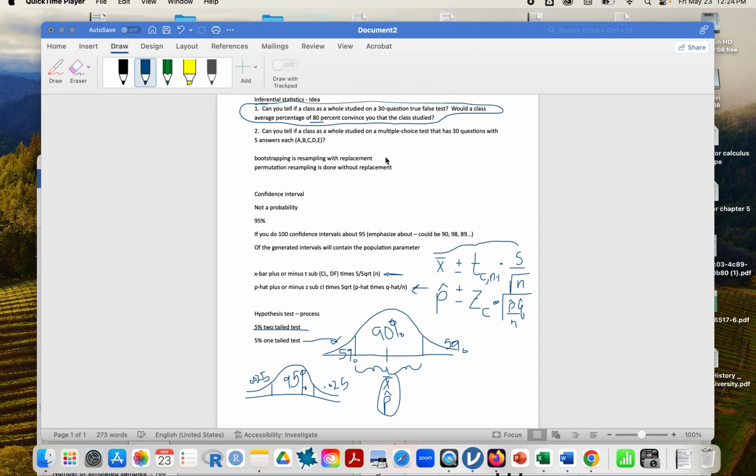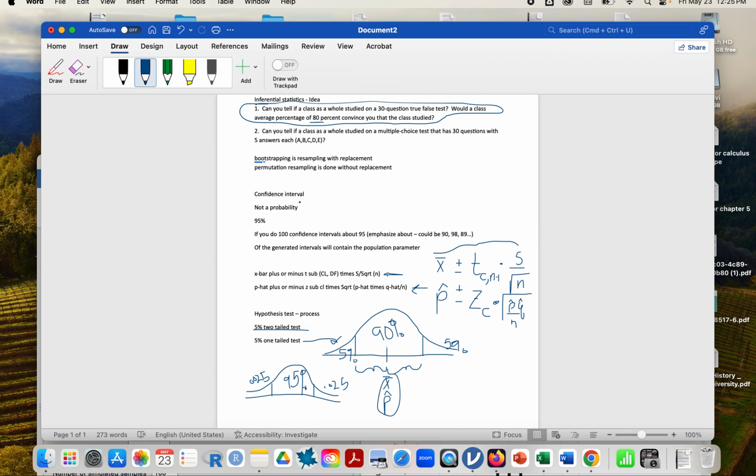So we often use a computer model like this Jamovi that we have here to try and do a thing called bootstrap resampling or permutation resampling. Bootstrap is when you pull something out and then you place it back in. Permutation resampling is you pull it out and set it aside. When we're doing the confidence interval stuff in a minute, we're going to be doing bootstrapping, so keep that in mind. A confidence interval is not a probability.